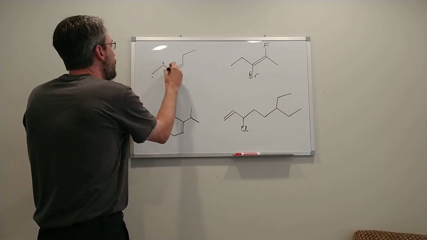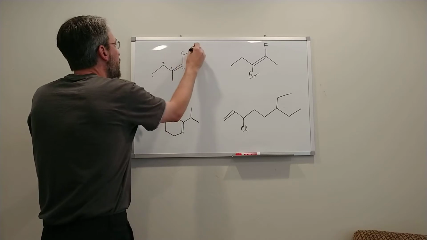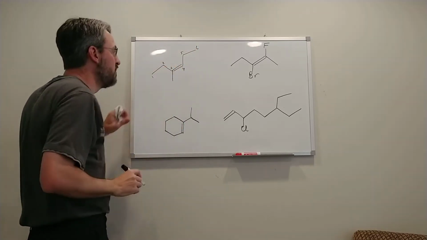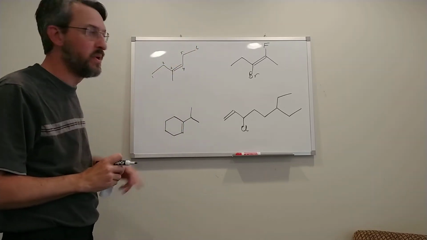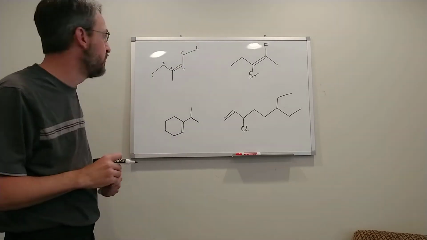We're going to need to number from this end over here because the alkene would be number 3 and this group would also get 3. If we numbered the other way, it would be substantially different.